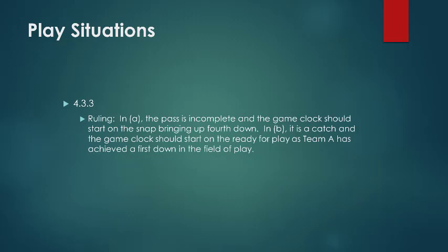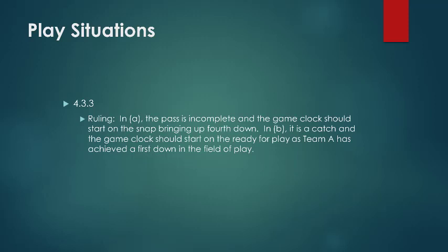In these plays, we have two different rulings. Situation A, the pass is incomplete and the game clock should be started on the snap, bringing up fourth down. So in situation A, the receiver is pushed out of bounds in that case, or contacted or hit, lands out of bounds. There's no force out. He would have landed in bounds. If he gets contacted in this manner, lands out of bounds, it's going to be incomplete.